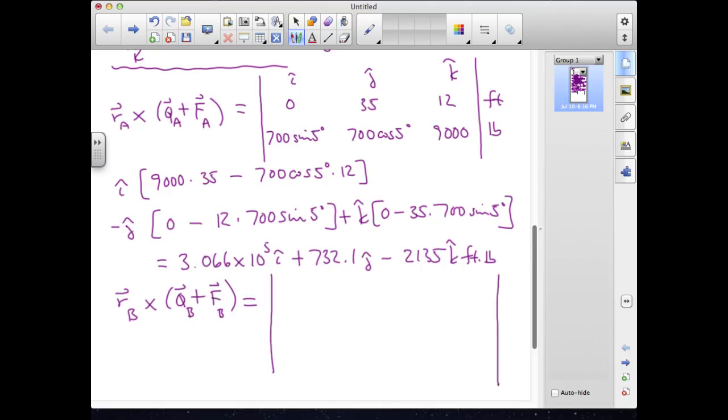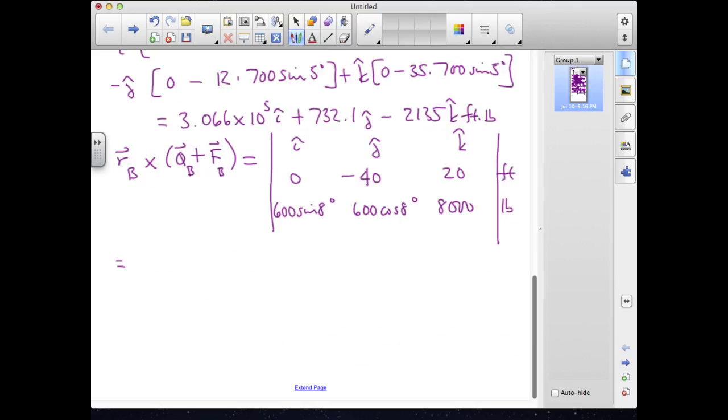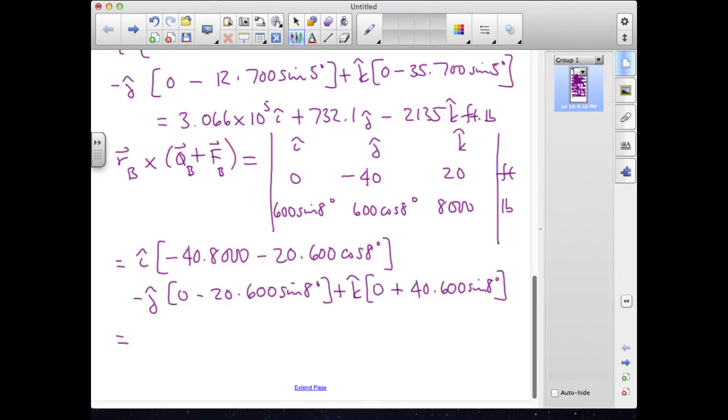We can now evaluate a similar term from the forces at B. That cross product looks like this. And evaluating those terms, we have these results. And the numbers that follow from this have these values.